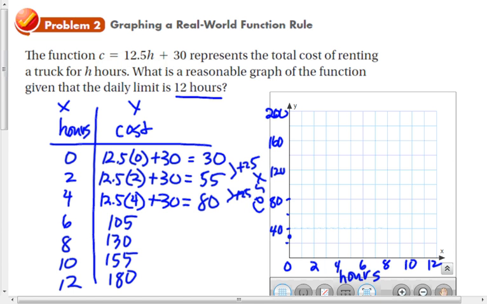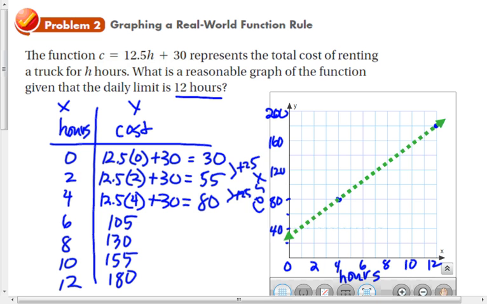Let's do another one. 480 would be right here. And I'm going to do the last one. 12, 180 is right here. And remember I said that this would be a linear function, so I'm just going to draw a little dotted line to help me get the rest of these dots in here.